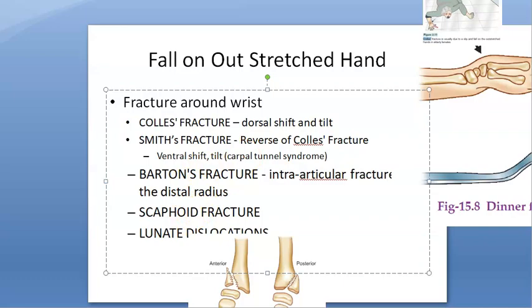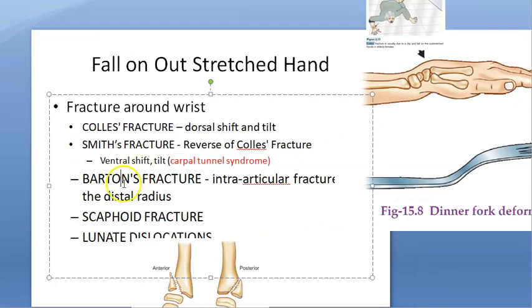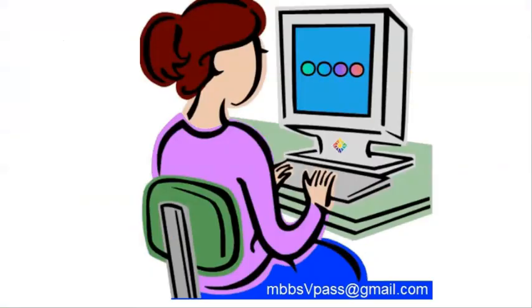See, we are talking about what? Fall on outstretched hand. So you should not talk only about fractures, you should also talk about the complications, right? So carpal tunnel syndrome is yet another complication of a fall on an outstretched hand.